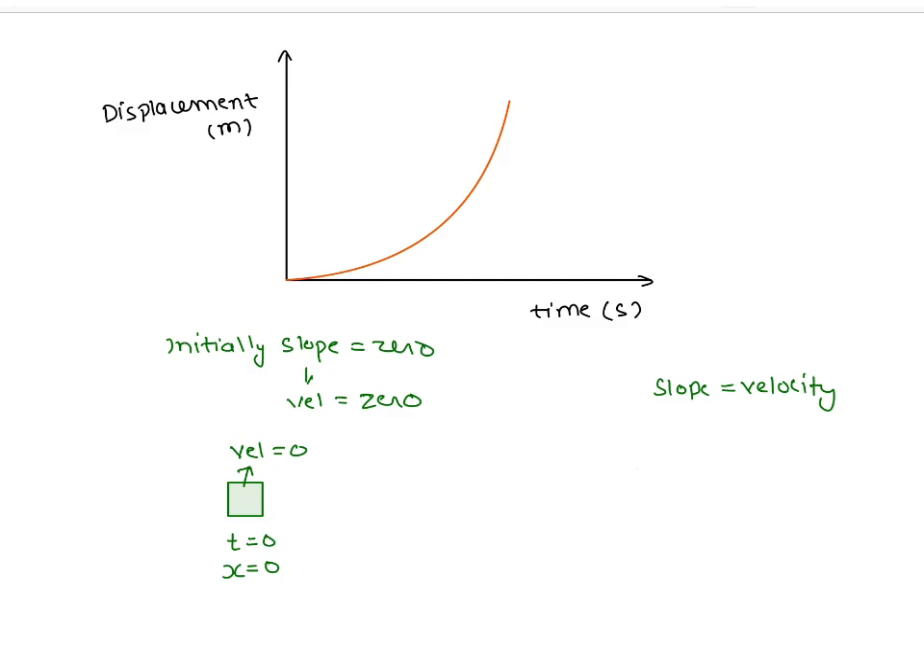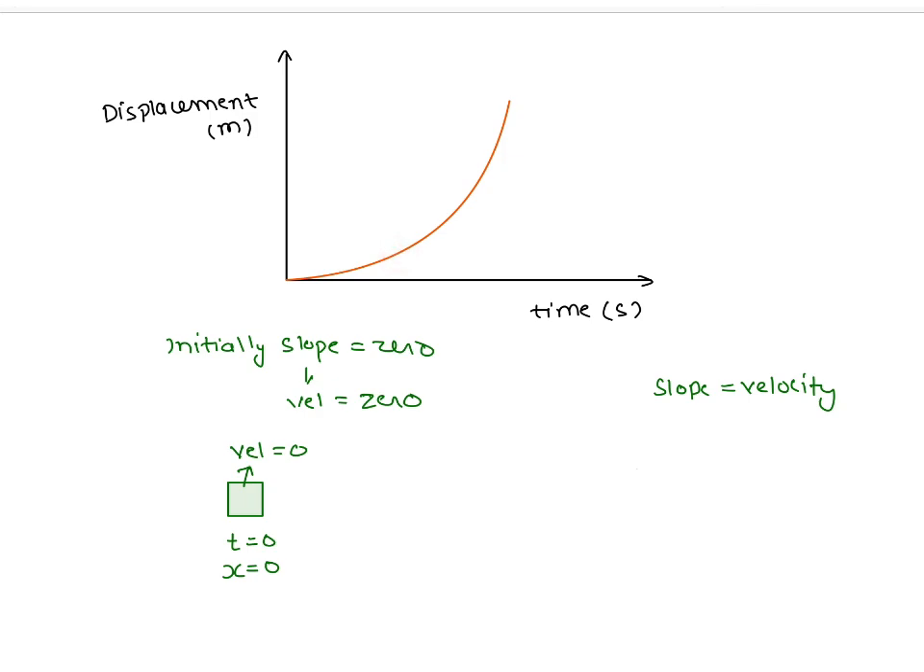But now I am asking one question: slope and hence velocity is 0 at this point. But can you say that the acceleration of this particle is also 0 at this point? You will get the answer to this question in this video itself. So now let's see here.